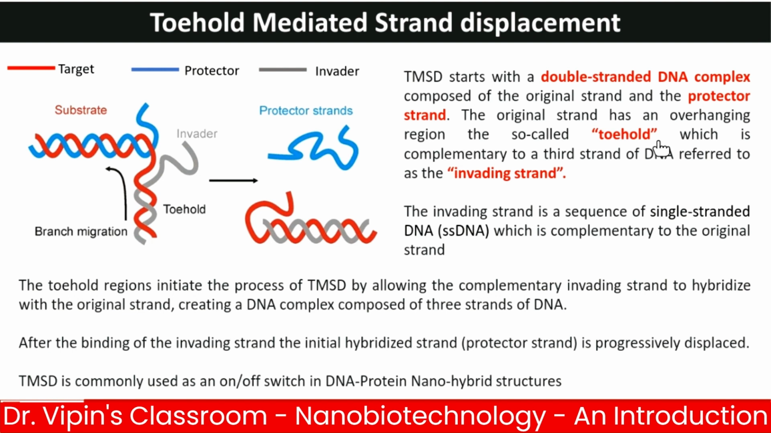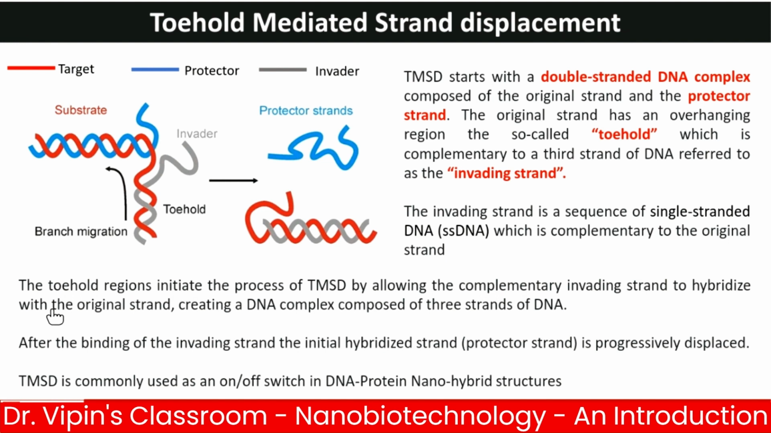So the original strand or the red strand is slightly longer. It has an overhanging region. This is called the toehold. Toehold can bind the invader strand, and once the invader strand starts binding and hybridizing, it can progressively replace the blue strand, resulting in open conformation, right? So the invading strand is a sequence of single-stranded DNA which is complementary to the original strand.